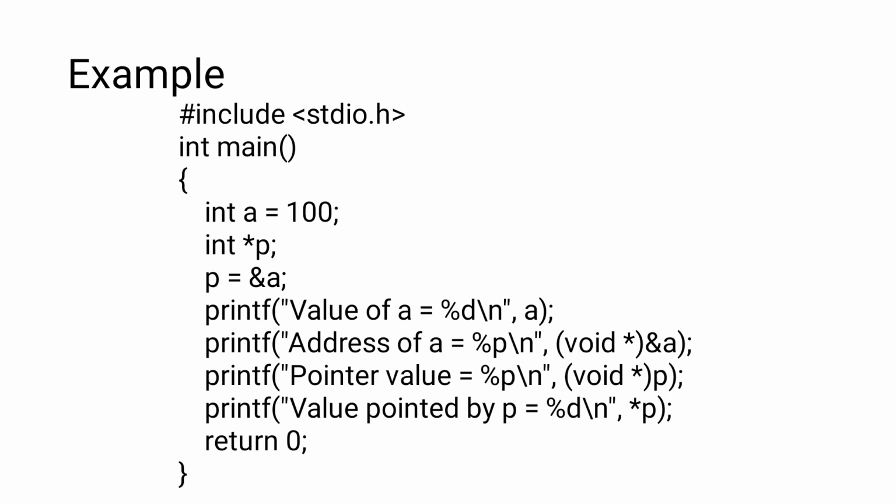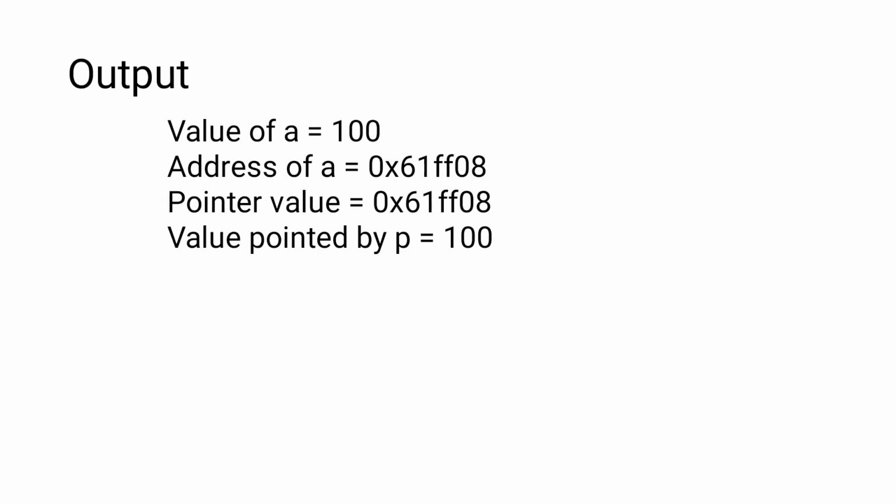Next, third, I am displaying the pointer value. Both the second and third lines give the same output because both are the same: the address of a and the pointer value. The pointer also stores the address of a only. So both the results are the same.